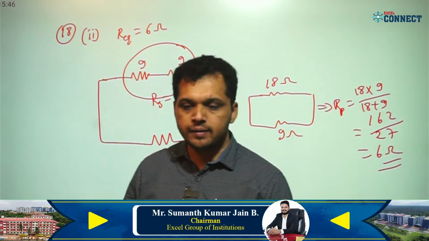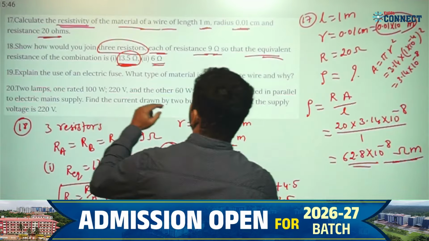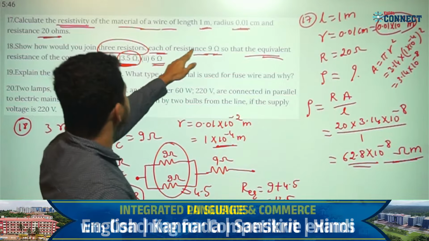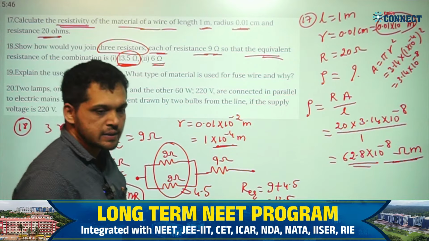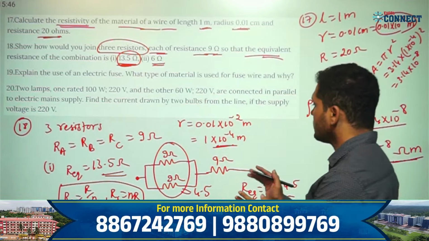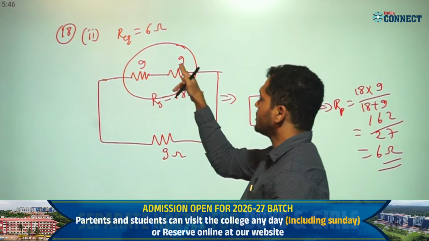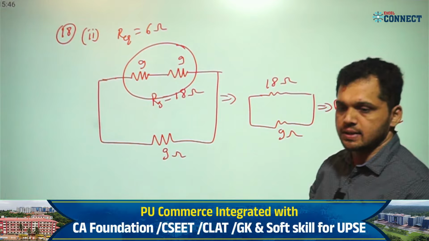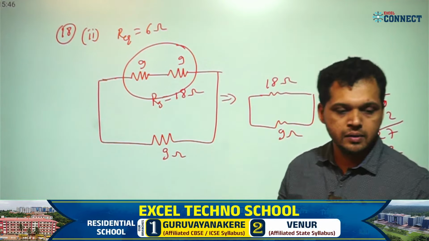Now, what should your answer be here? The answer depends on the question. The question is: how would you join 3 resistors, each of resistance 9 ohm, to get an equivalent of 6 ohm? The answer is, you have to connect two resistors in series, and the third one in parallel to those two series resistors. This is how we can conclude this question.